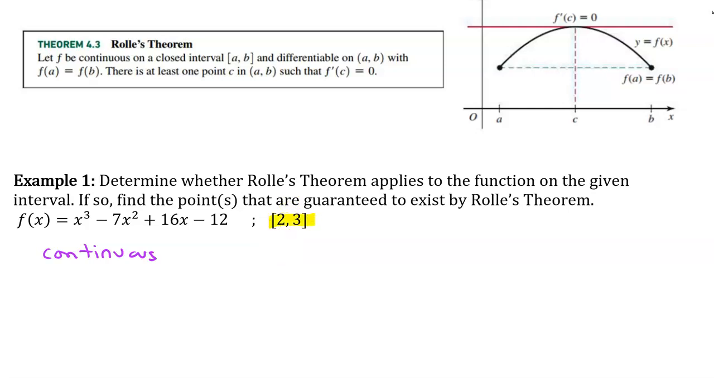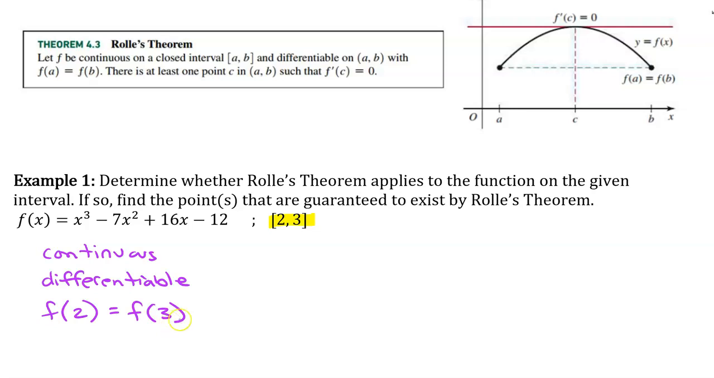Well, yes it is. Because it is a polynomial, it has to be continuous. The second thing we have to worry about is if it is differentiable in that interval. And in general, most of the time, as long as it's continuous in the interval, it's also differentiable, but just in case, you always have to think about that as well. So it is. The last thing we have to check is that, in this case, f of 2 is the same as f of 3.